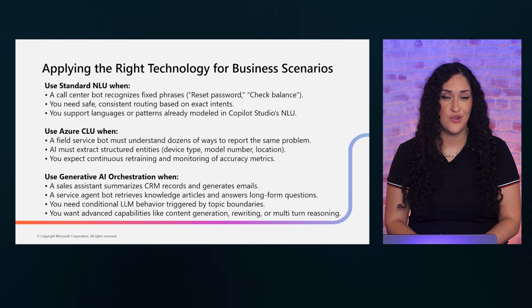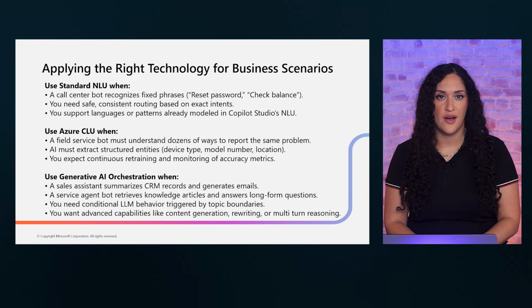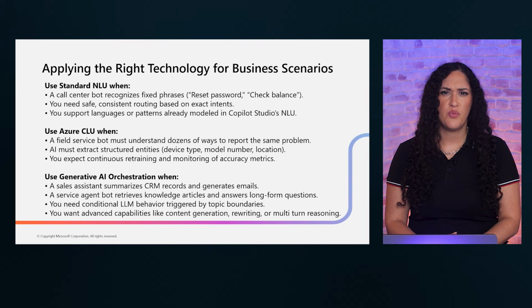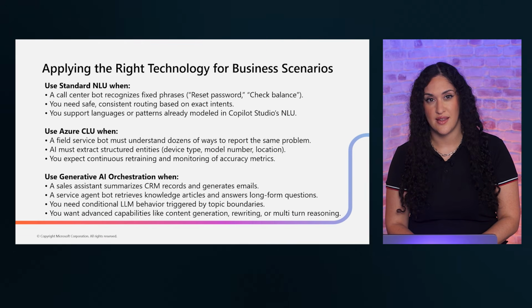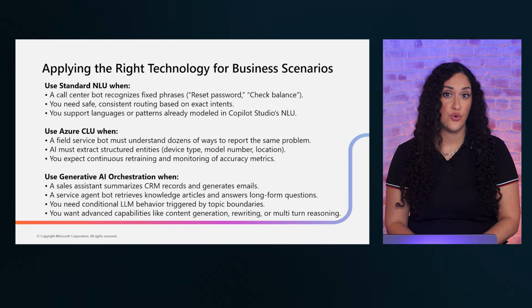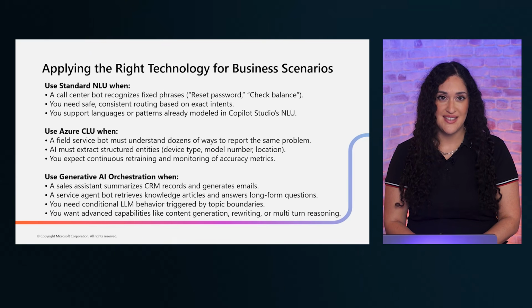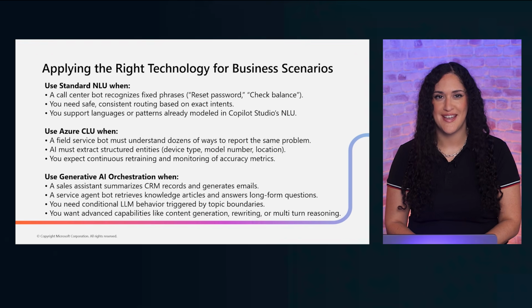Let's see how this plays out in real scenarios. For a call center bot, handling fixed phrases like check my balance or reset my password, standard NLU gives you the precision and speed you need. For a field service bot, when technicians describe problems in varied ways, the compressor is making a grinding noise versus unit won't start, CLU handles that variability beautifully. And for a sales assistant that needs to summarize account history, surface real-time insights, and reason across multiple data sources, generative AI orchestration is the right fit. As we said, match the technology to the task complexity.